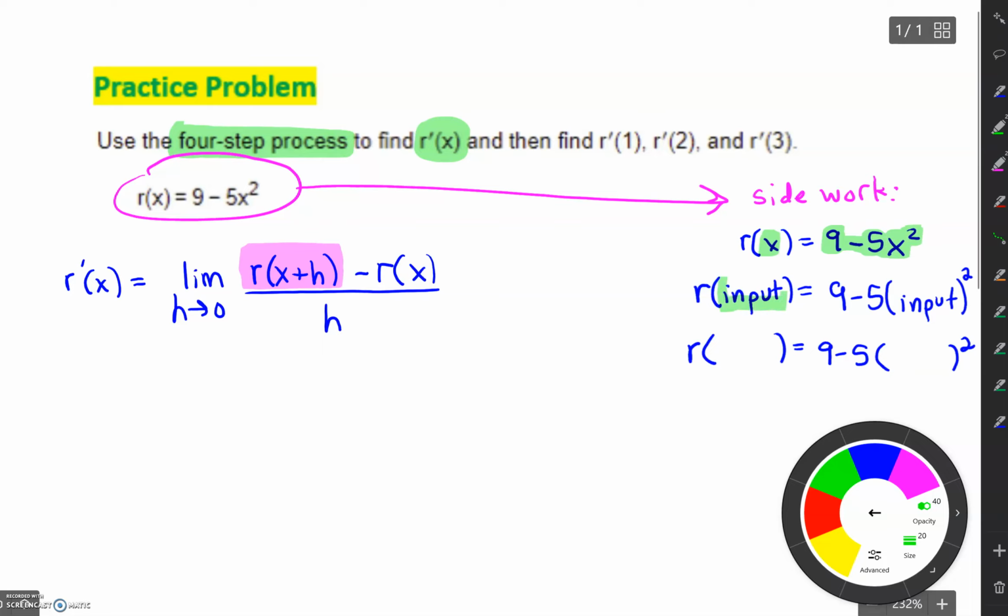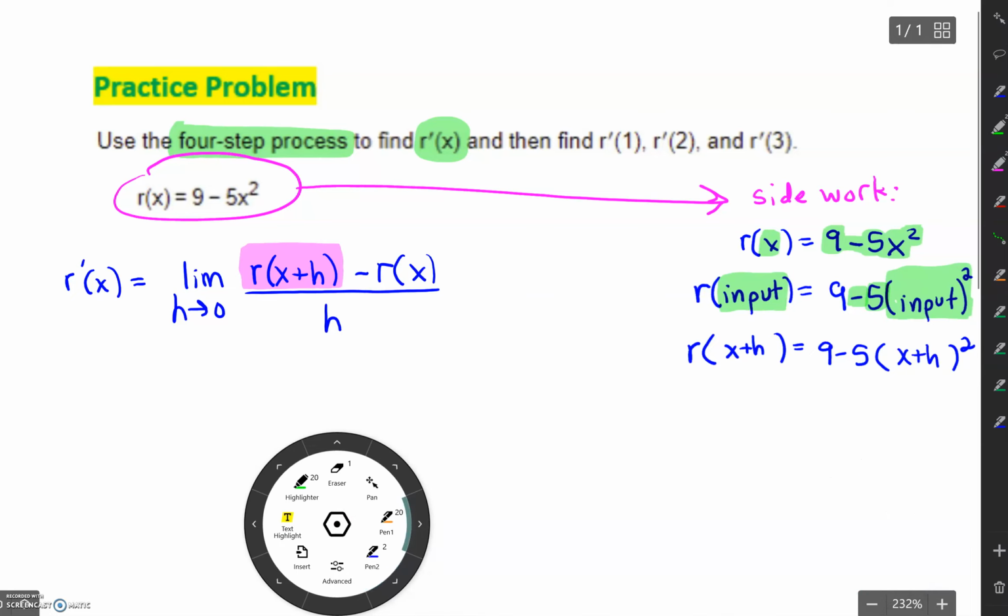So to generalize it, whenever we input something to this function and we follow order of operations, we're going to do exponents first. So whatever the input is, we're going to square that input. Then the result is going to get multiplied by 5. Then the entire result is going to be subtracted from 9. And we are going to input the binomial x plus h. So we're going to do 9 minus 5 times the binomial x plus h squared.